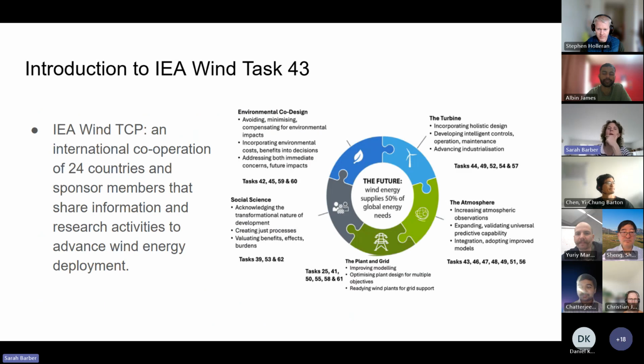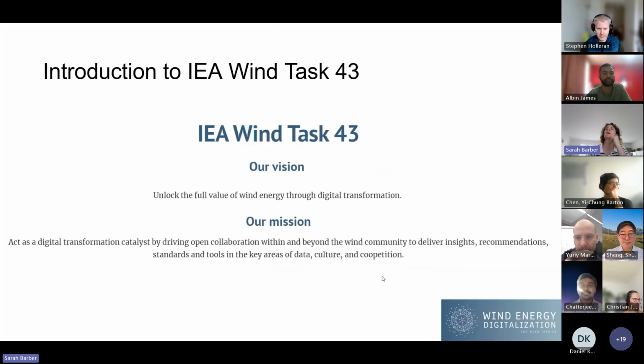So IEA Wind Task 43 is part of this thing called the IEA Wind Technology Collaboration Program, which is an international collaboration trying to bring together and align research in different areas of wind energy. And Task 43 is about digitalization. So we're trying to unlock the full value of wind energy through digital transformation. And we want to act as a digital transformation catalyst. We want to drive open collaboration. We want to deliver insights, recommendations, standards, and tools in these three areas of data, culture, and competition.